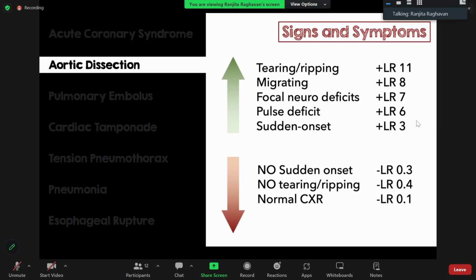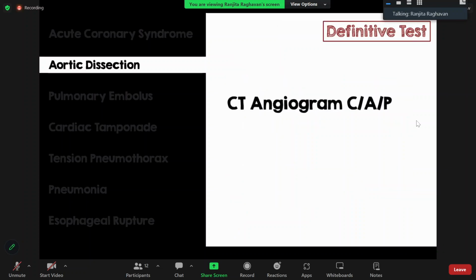So it's really important to remember that neuro deficits plus something like a pulse deficit or a chest pain, things like that, we could be thinking about aortic dissection. It's not always going to be something like a stroke or something neuro. And as I just said, the definitive test would be a CT angiogram of your chest, abdomen, pelvis to look at that whole aorta.